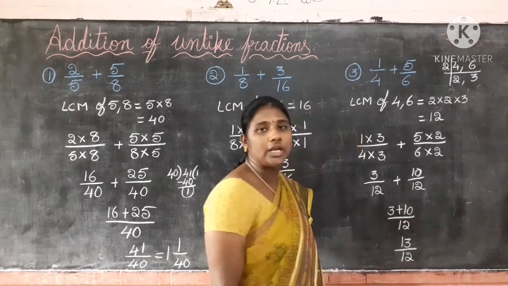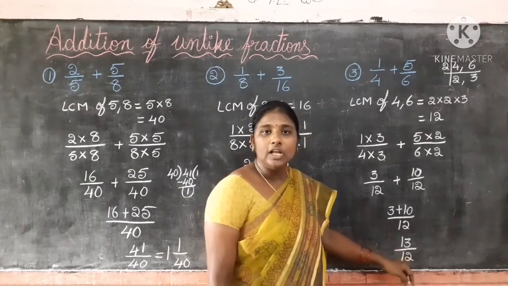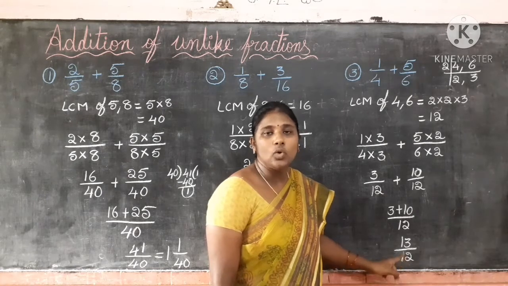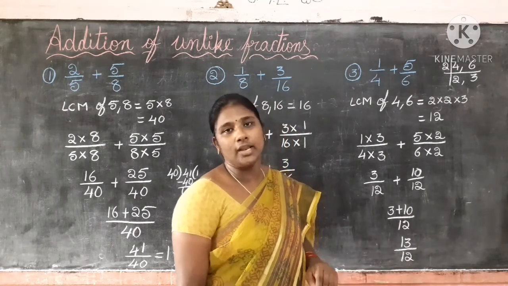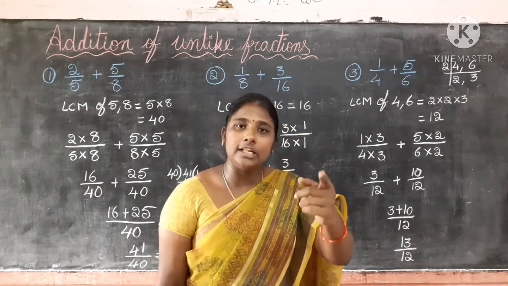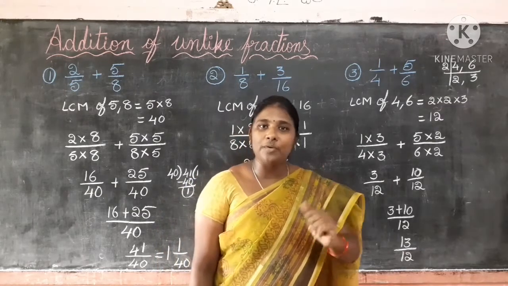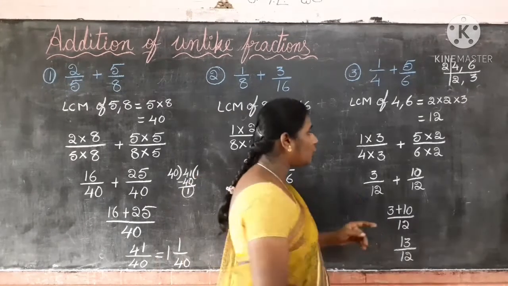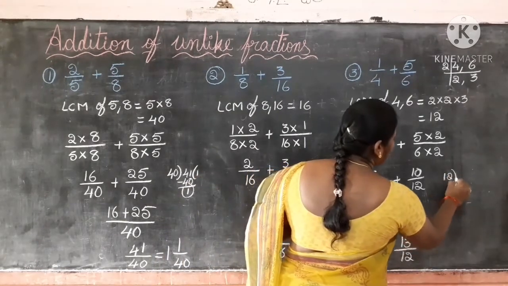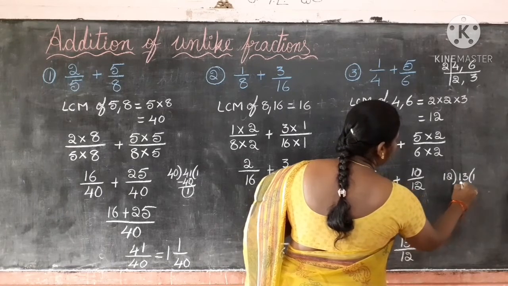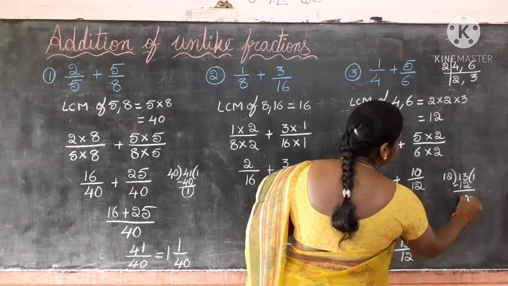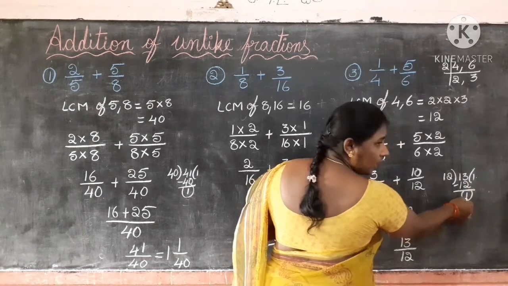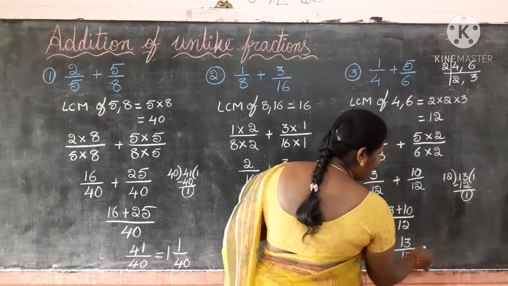Now it is what fraction? Numerator 13, denominator is 12. This numerator is greater than the denominator. Yes, so it is an improper fraction. It is called an improper fraction. We can convert improper fractions to mixed fractions. So do division here. 12 table 13. 12 ones are 12. 13 minus 12 is 1. So this one is a whole number and this one is numerator and this one is denominator.